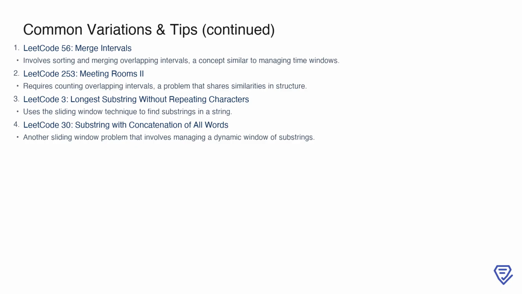Finally, LeetCode 30, Substring with Concatenation of All Words, provides another example of how to dynamically adjust a sliding window while managing substrings. These problems can help you recognize patterns and refine your skills with sliding window approaches.